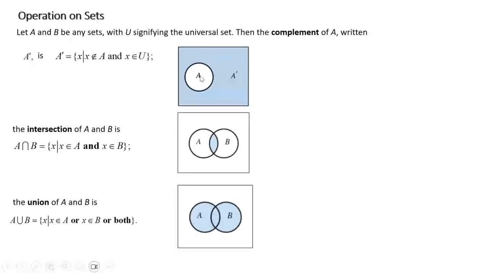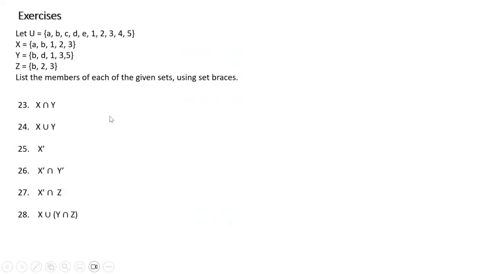Okay, let me go back real quick. Okay, so this is what we covered right up to this point: the complement, which is not A, the intersection, and the union. Now these are from the homework.